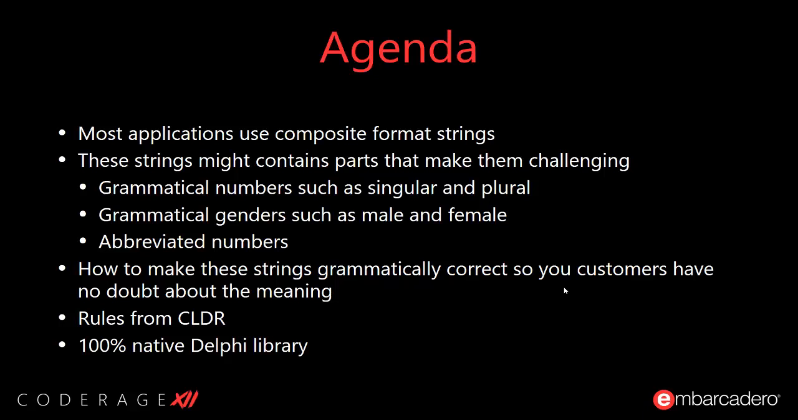handle singular and plurals, and actually there are languages that don't even use plurals, and there are lots of languages that use more than just a singular and plural. For example, most Slavic languages use 3, and Arabic uses 6 different forms. The same goes for grammatical genders: most languages have a concept of male and female, and some languages even have a neutral. And the third topic I'm going to show you today is abbreviated numbers.